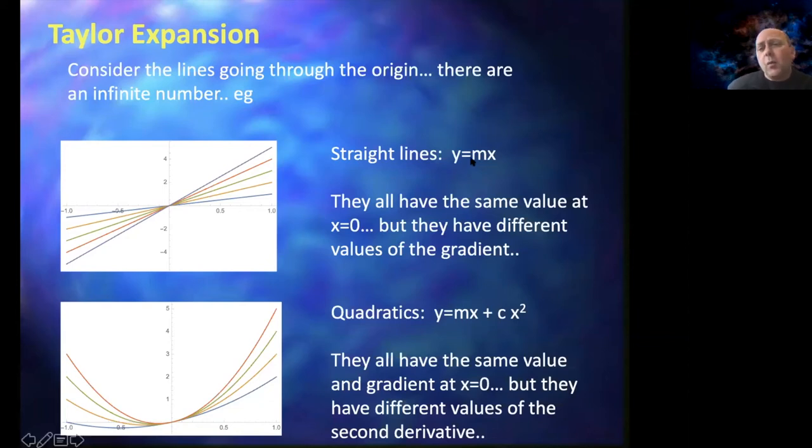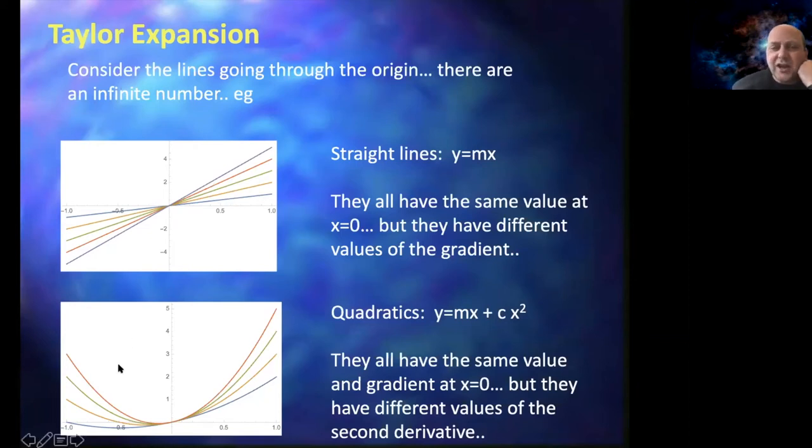Now, what's really the difference? Well, m is the gradient, right? It's the slope of these lines. In other words, this is what you get as the first derivative. If I do dy by dx, the derivative of x is 1, and therefore I end up with m. So these lines are classified by the value of dy by dx.